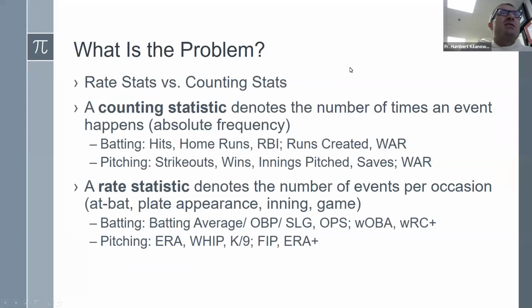There are 2 different types of statistics we can examine: rate statistics and counting statistics. So counting stats, these are just the number of times an event happens. They're absolute frequencies. So how many times does this actually happen in a game? How many hits does a batter get? How many home runs does he hit? How many runs does he drive in?